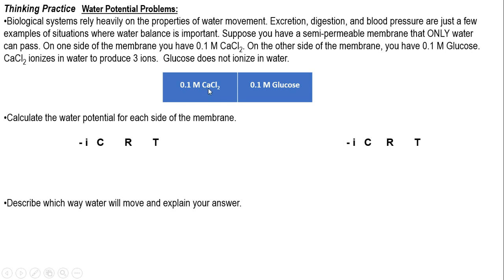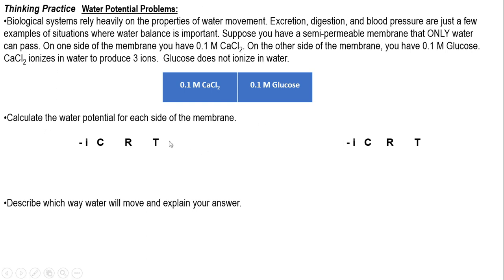Okay, so you want to calculate the water potential for each side of the membrane. So first we have calcium chloride, so 3 ions. That means that our negative i is going to be a 3. So it's negative 3 because this forms 3 ions, calcium and 2 chloride. Concentration, 0.1. Put that in there. R is your pressure constant, 0.0831.